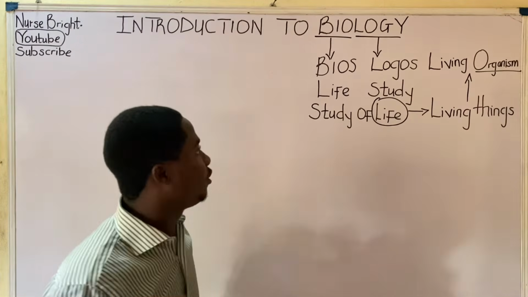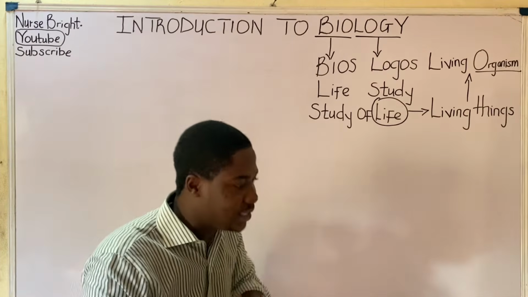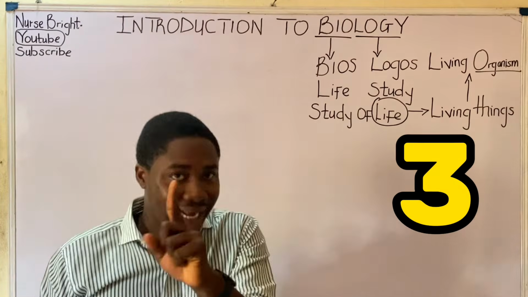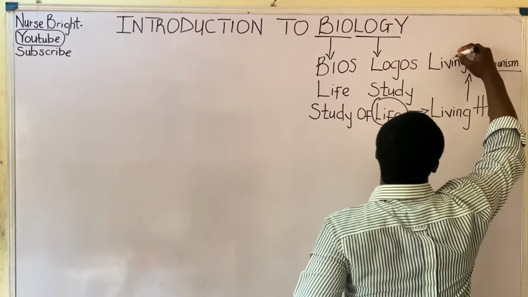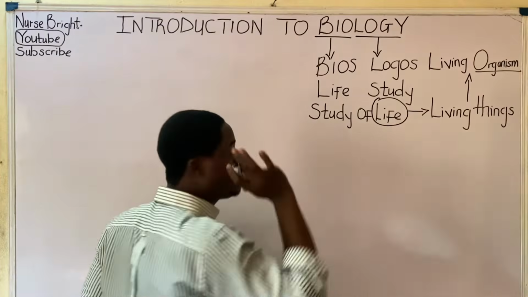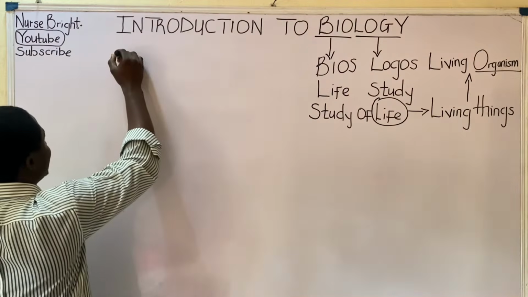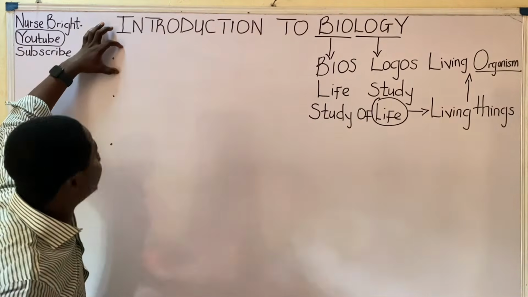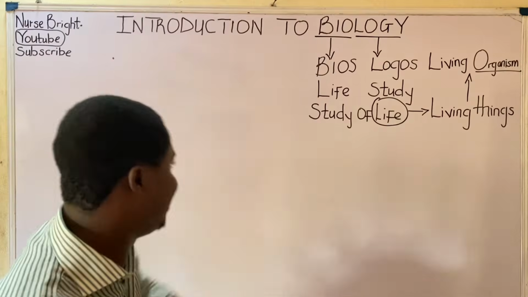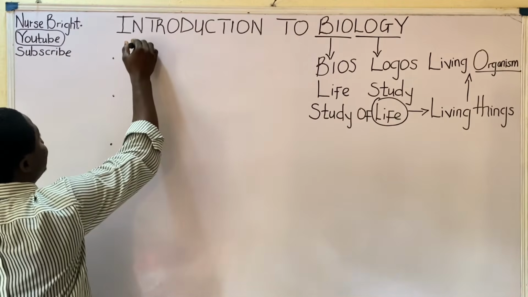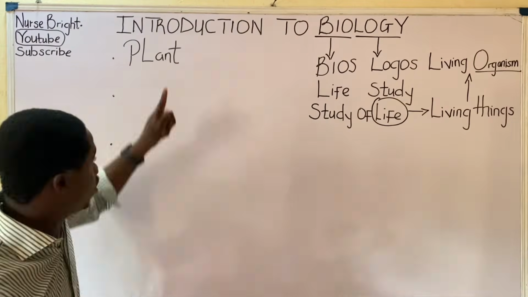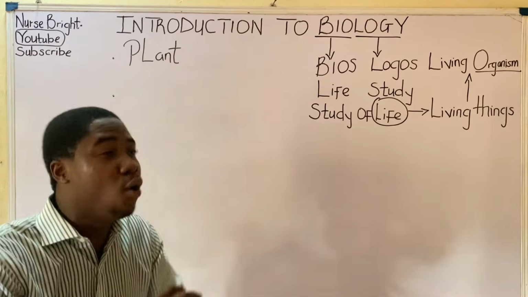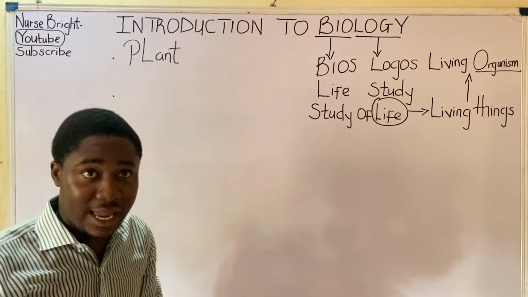Now moving further, these living organisms, they are broadly divided into three groups. Listen carefully. These living organisms are broadly divided into three groups. So what are they? The first, the second, and the third. What is the first group of these living organisms? The first is plants. This must be noted. Plants are living organisms. They have life in them. You know, we have different types of plants. Are you getting me now?